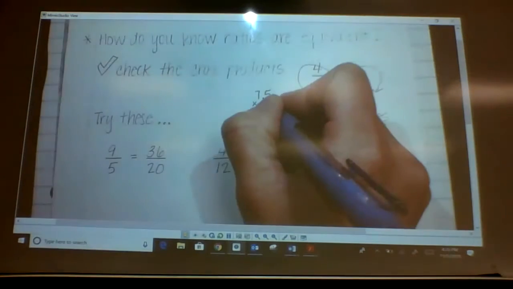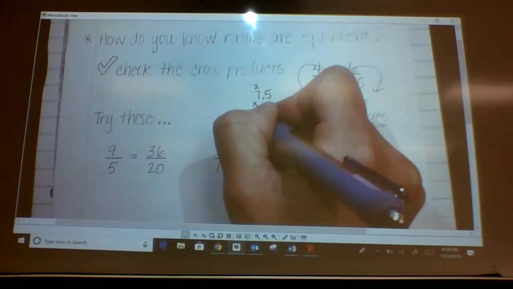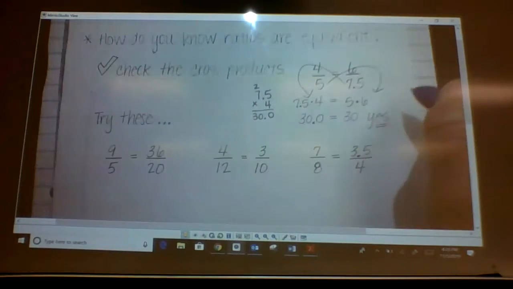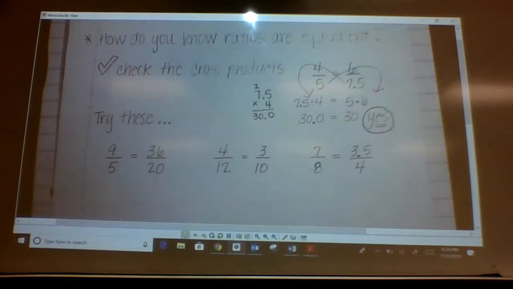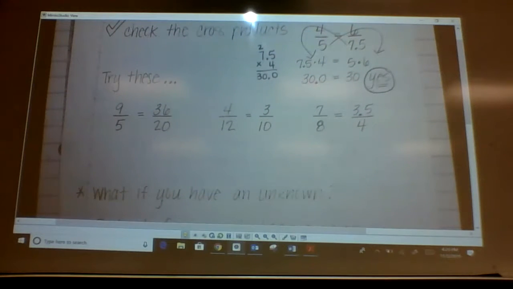7.5 times 4, and that indeed gives us 30. So yes, these are equivalent ratios. Let's try a couple more to see if we have equivalent ratios or not. We'll move down a little bit.